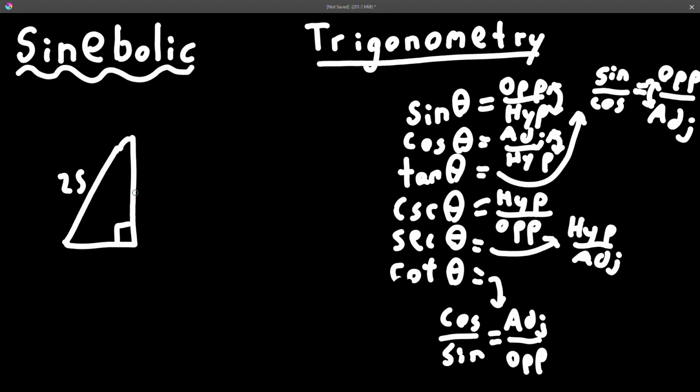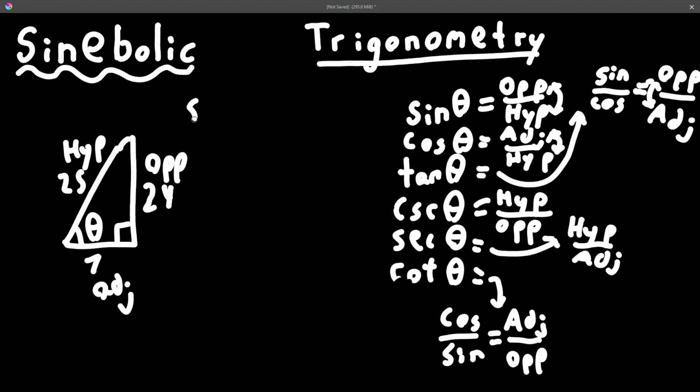This one will be 25, 24, and 7. The theta will be here. So this will be the opposite, and this will be the adjacent side, and this will be the hypotenuse. Alright, sine theta is equal to the opposite side over the hypotenuse, which is 24 over 25.